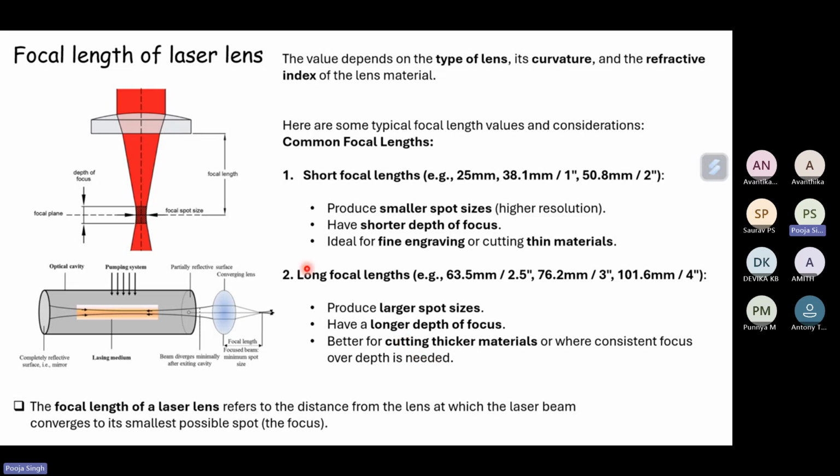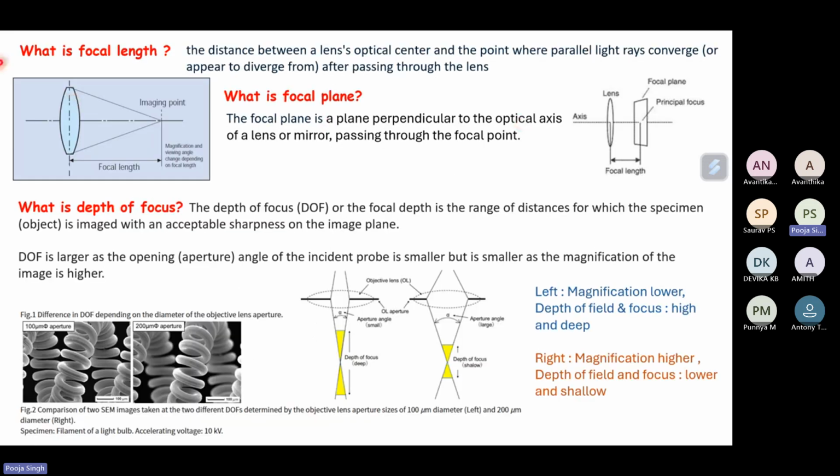Okay, so next, what is basically this depth of focus? Here I have put the definition. The focal length, as we have seen, is the distance from the lens to the center of the point where parallel rays of light converge after passing through the lens. Then what is the focal plane? The focal plane is nothing else but the perpendicular plane. You can see that this is a lens. After converging, you will have the plane perpendicular to the optical axis of the lens or mirror, and it passes through the focal point.